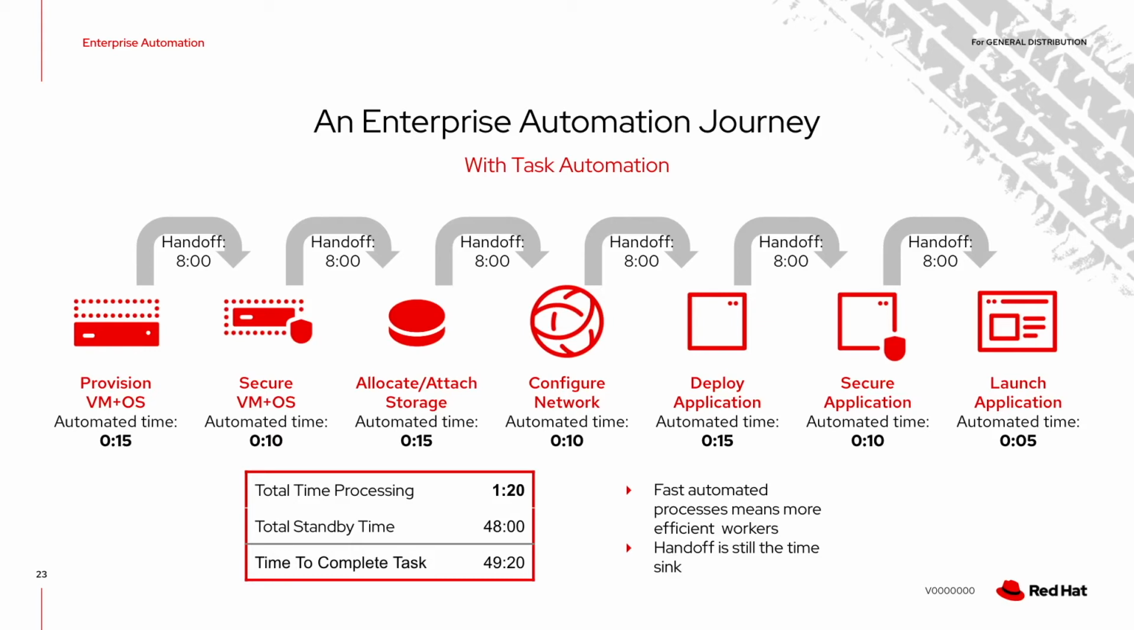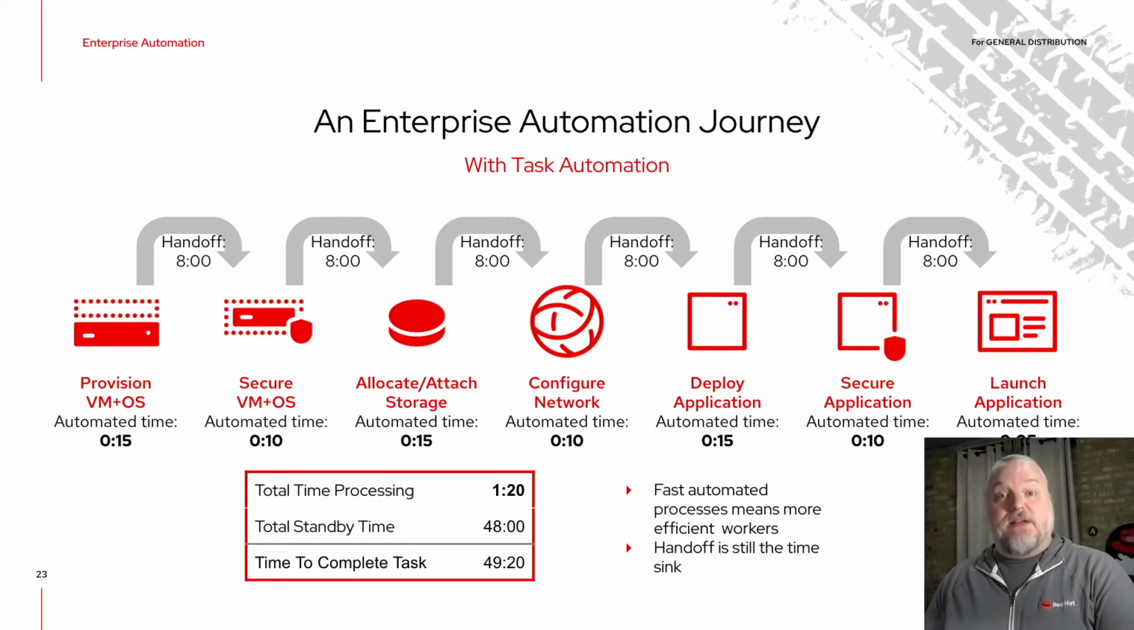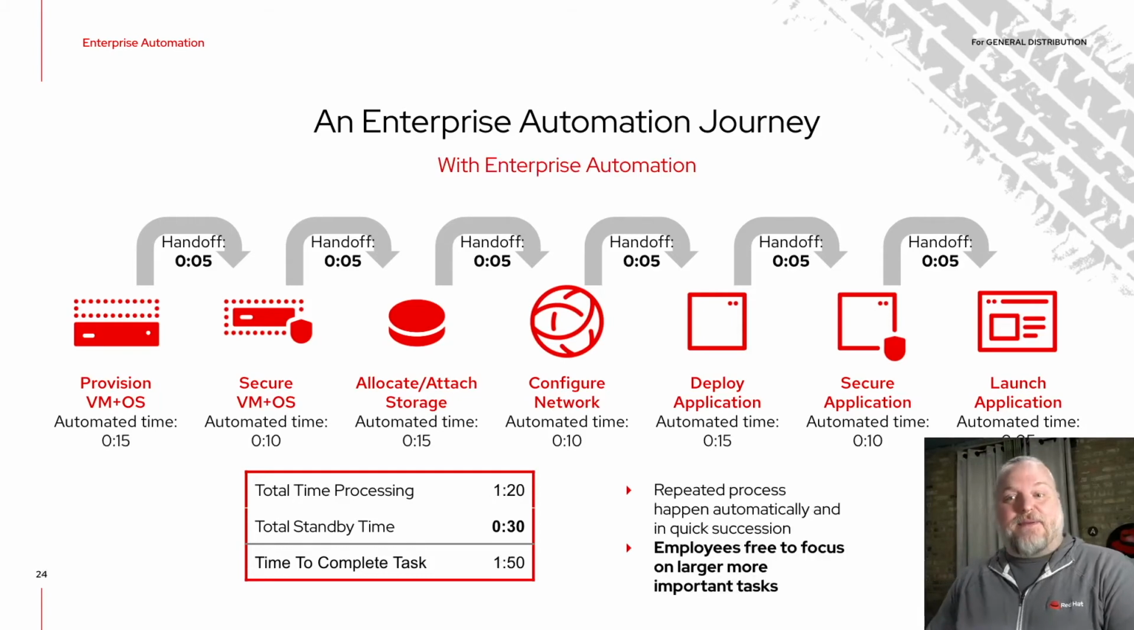Problem is, we still have that standby time. We still have that 48 hours of standby time. This process, this task is still taking more than a week. The people are happier because they're not going through all the toil and the repetitive tasks. They're able to actually get things done faster. But the task itself, the entire process, is still taking more than a week to proceed. That's where enterprise automation comes in. So let's look at the next step.